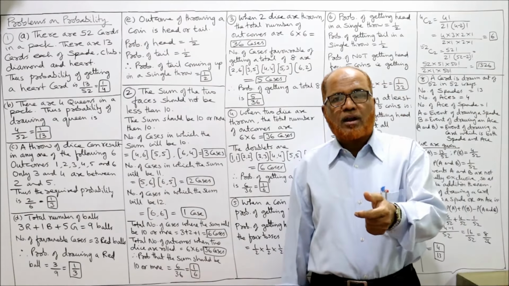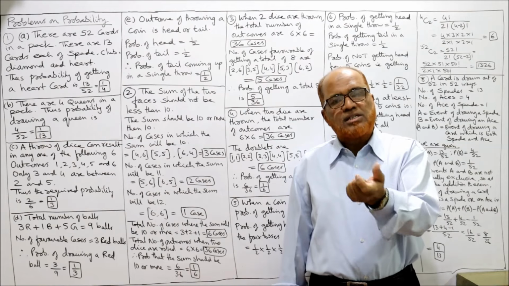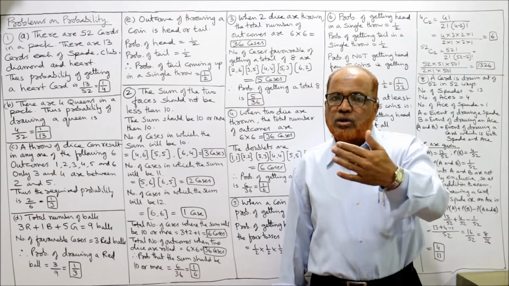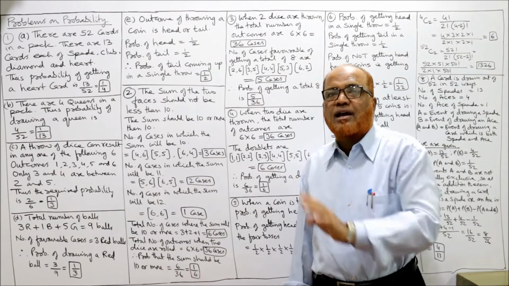First time throw कर रहे हैं, what is the probability of head? 1 by 2. Second time फिर 1 by 2. Third, 1 by 2, 1 by 2. Because the outcome of one throw will not affect the outcome of the second throw.